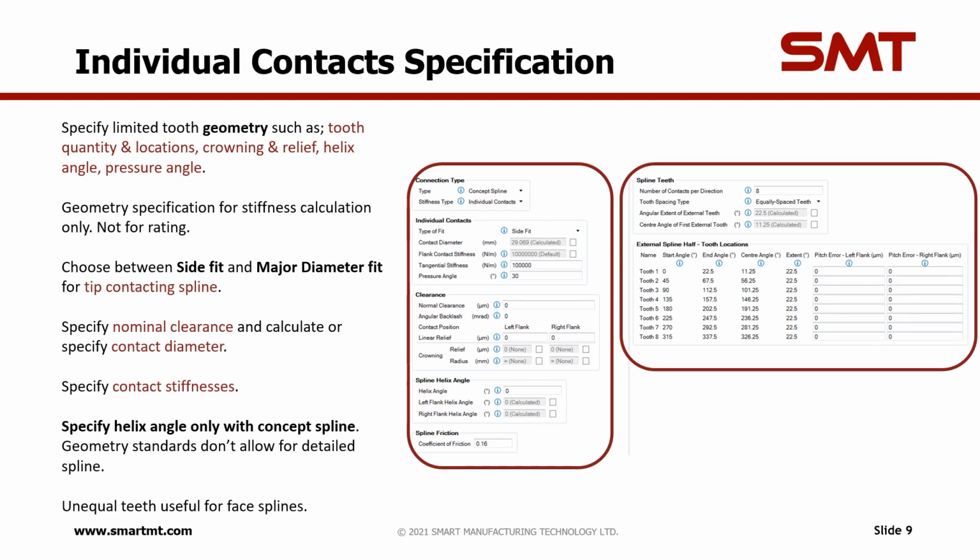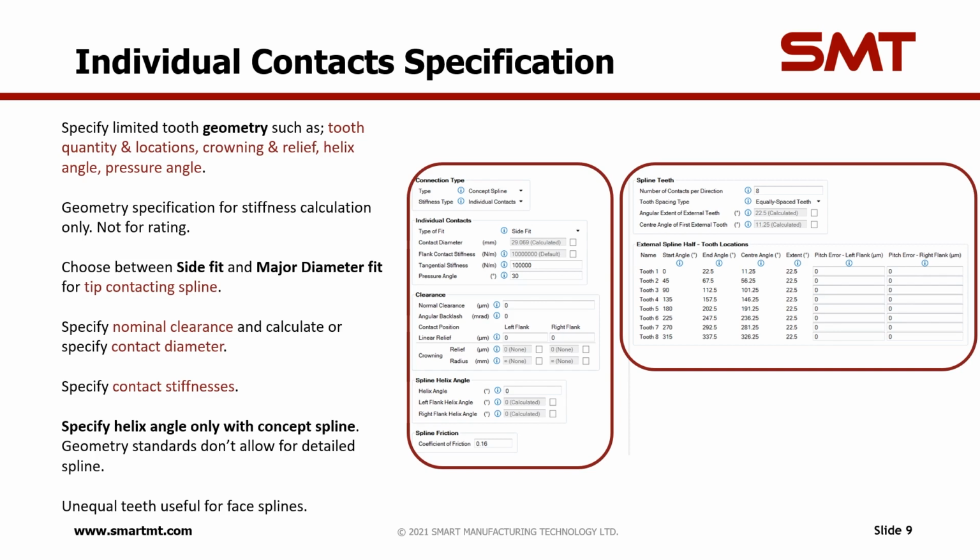Okay, and then the last option we have on that drop-down list is an individual contacts specification. This allows us to specify a limited set of tooth geometry. So we can have tooth quantity and locations. We can put on a level of crowning and relief on the tooth flanks. We can input a helix angle and a pressure angle.